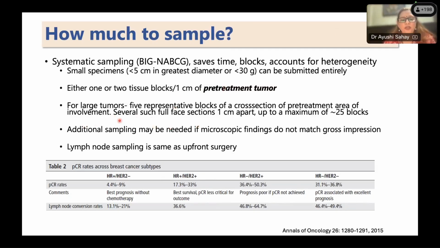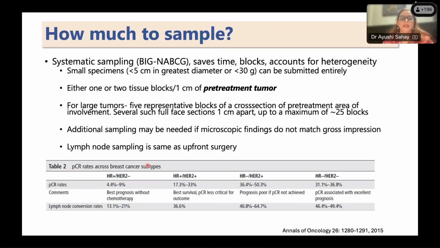For a large tumor, you need to give 5 representative blocks of a cross section. And when there is a large residual viable tumor, 5 representative blocks are considered okay. The maximum you have to give is up to 25 blocks. Additional sampling may be needed if your microscopic findings do not match the gross size or impression. As I said, lymph node sampling is by and large the same as the upfront surgery, but if an adequate number of lymph nodes are not sampled, you have to go back and sample more.